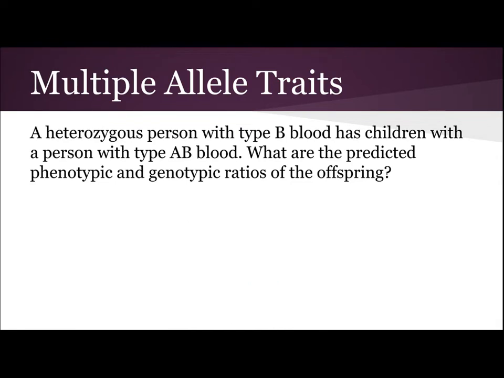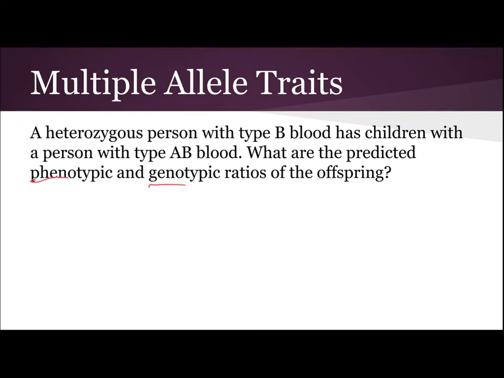So we can do Punnett squares with these blood types. Here's a problem. A heterozygous person with type B blood has children with a person with type AB blood. What are the predicted phenotypic, so physical, and genotypic, genes, ratios of the offspring?